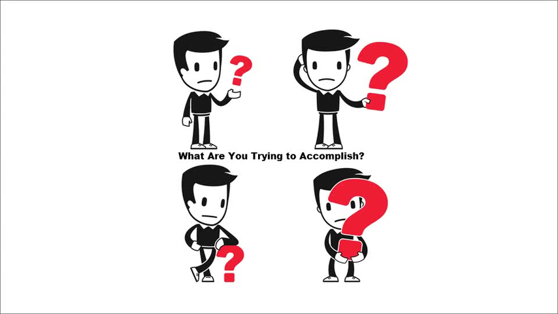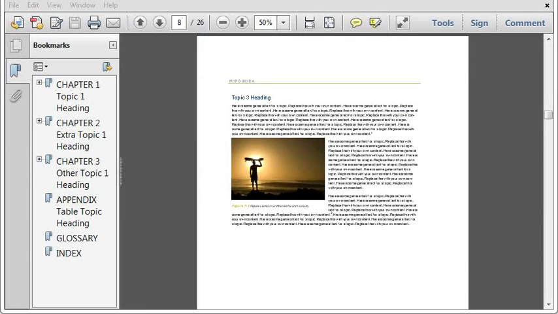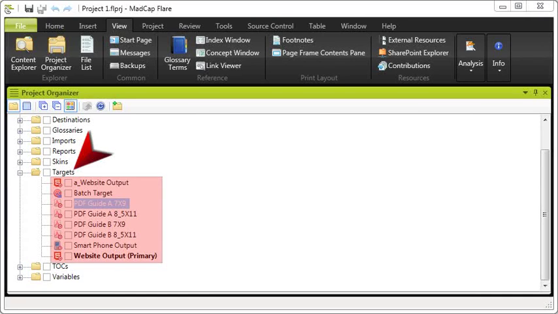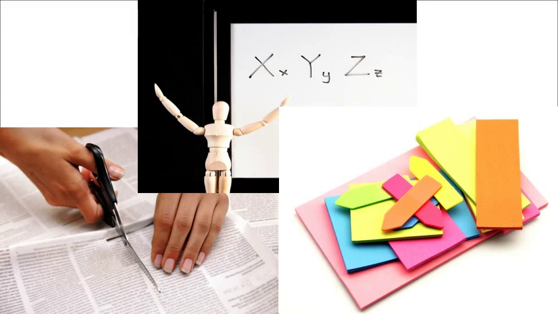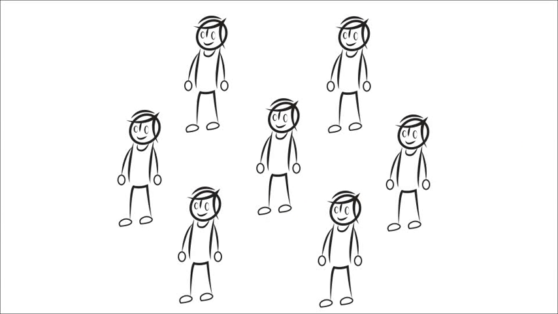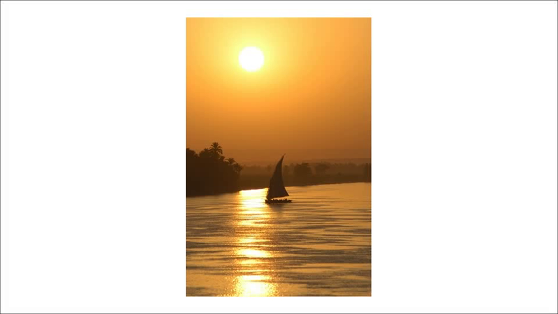And the final important thing about Flare, understand what you're trying to accomplish before you begin. What kinds of output do you want to create? Here's a help topic that lets you compare all of the output types that Flare offers. Do you need online output, print output, or both? How many different versions of online and print output do you need? What kind of snippets, variables, and condition tags will you need? Will one author be working on the project, or will multiple people be involved? In other words, the more planning and preparation you do beforehand, the smoother your journey in Flare will be.